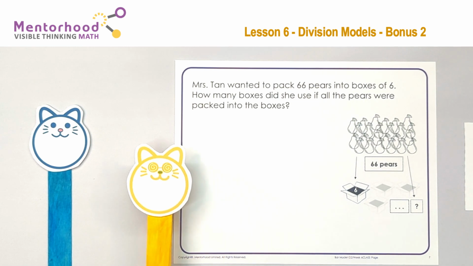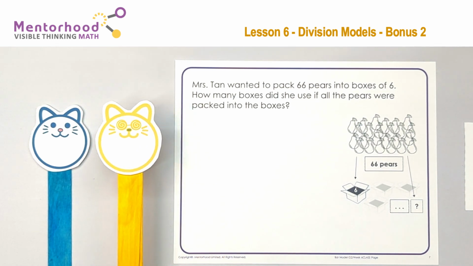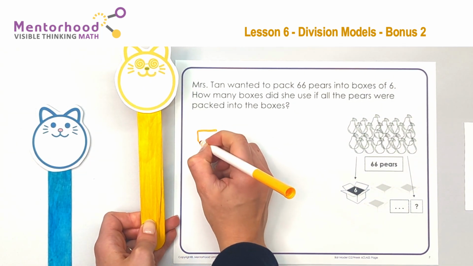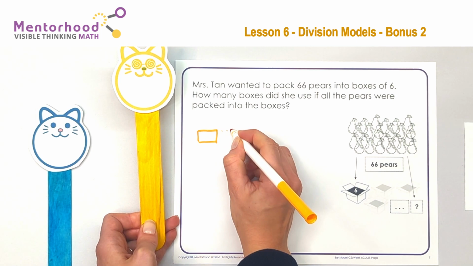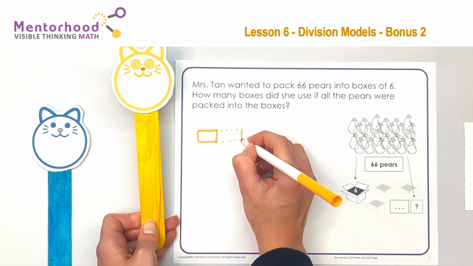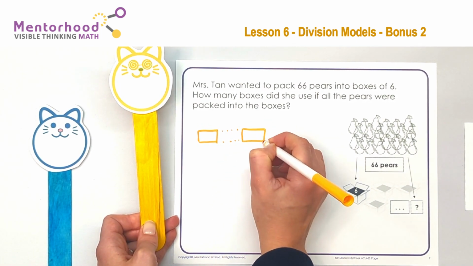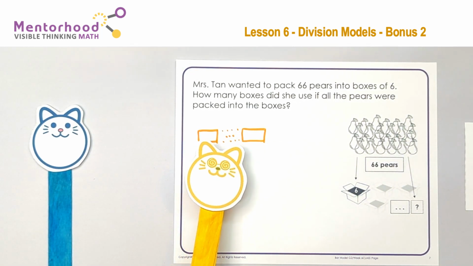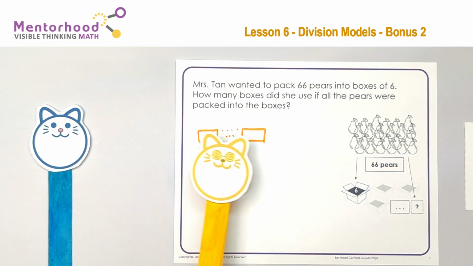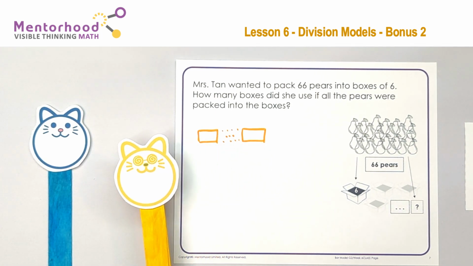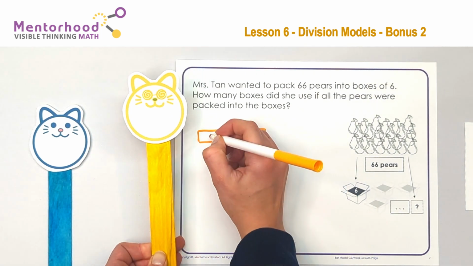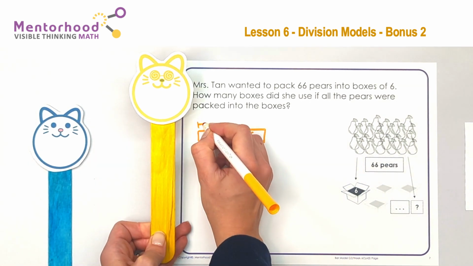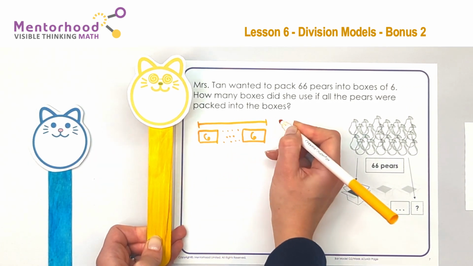So, Matthew said that we can use dots to show that we don't know the number of boxes. So let's draw one box, and then some dotted lines, and draw the other box. All right, so we don't know how many boxes are going to be between here. But what we do know is how many are in each box. How many is that? 6. And the total? 66.